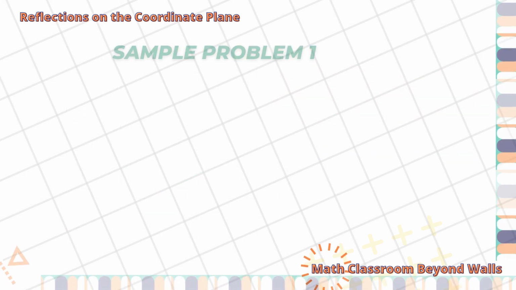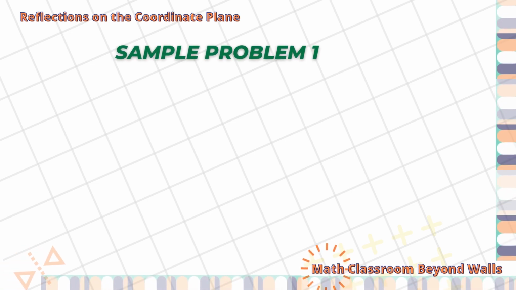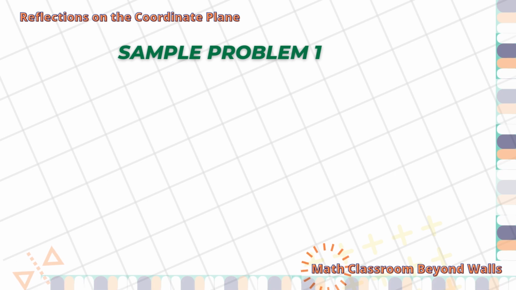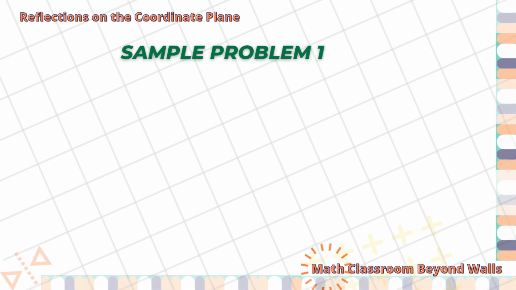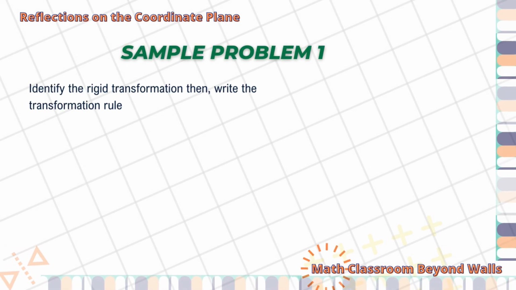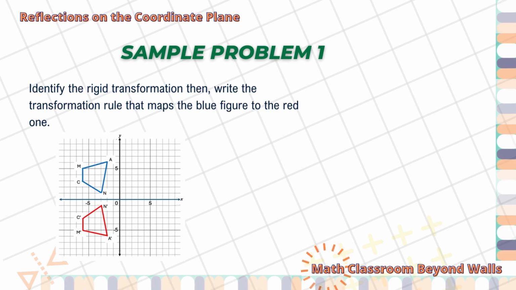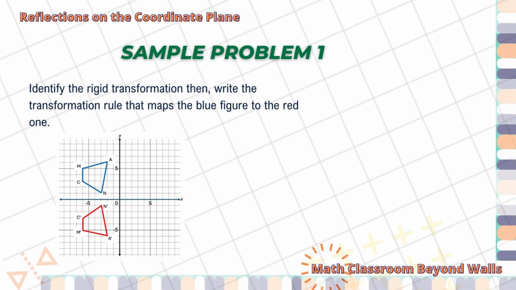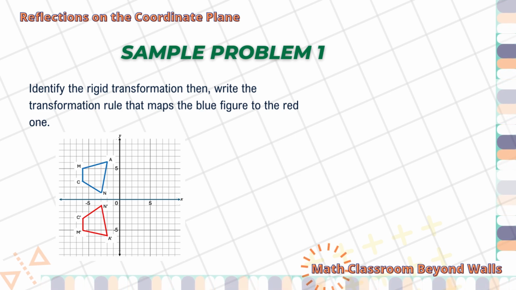Let us have the sample problems that follow so we can apply what we have just learned. Sample problem 1. Identify the rigid transformation. Then write the transformation rule that maps the blue figure to the red one. A figure is given.